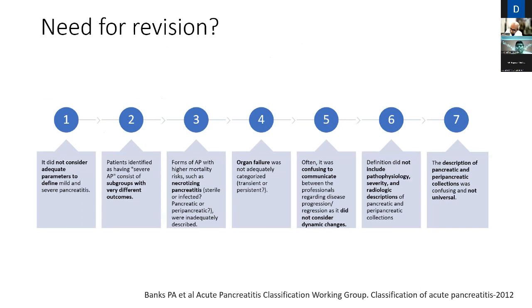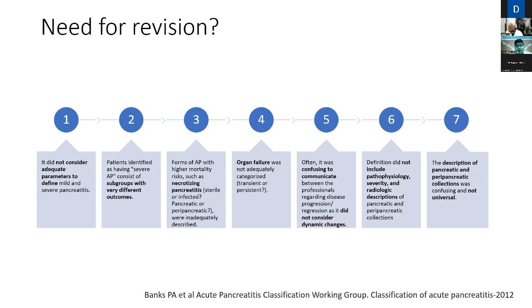So why do we need the revision of this Atlanta classification? There are various loopholes, or I can say issues. First, it did not consider adequate parameters to define mild and severe pancreatitis. Second, in severe acute pancreatitis, if we do the subgroup analysis, there are very different outcomes even within severe pancreatitis. Third, among the forms of acute pancreatitis, necrotizing pancreatitis has one of the highest mortalities, but it was not characterized well or was inadequately described.